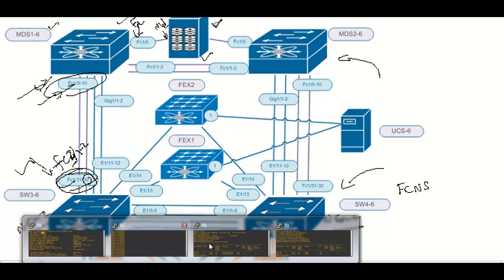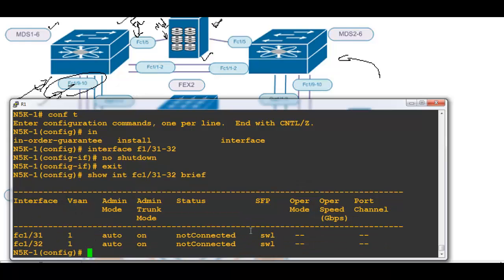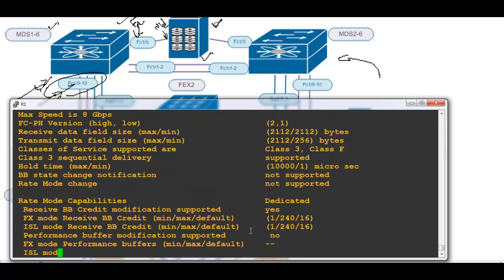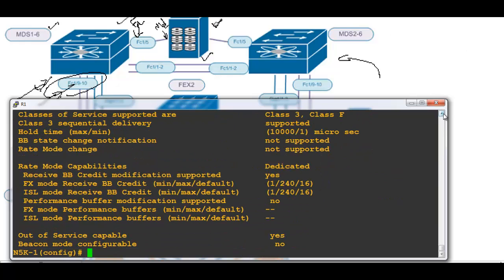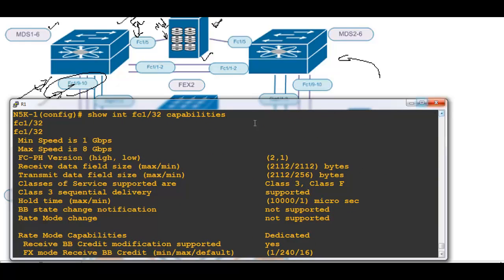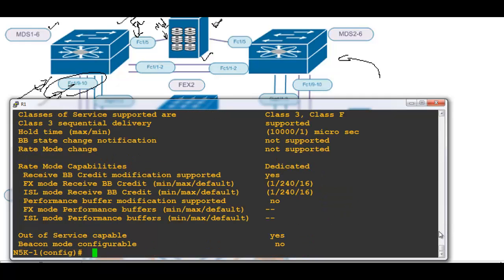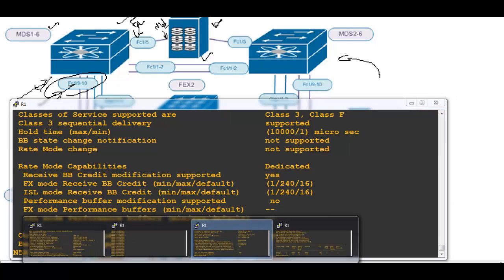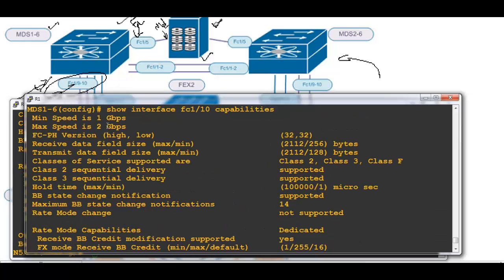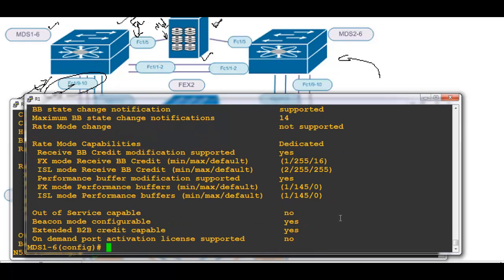Let me go to 5 and see the capacity. Show interface FC1/32 capacity. See, it's the same command. Here the maximum speed is 8 Gbps and the minimum speed is 1 Gbps. The other side, what we saw, was maximum 2 Gbps.